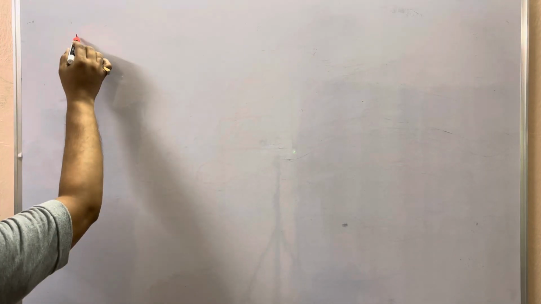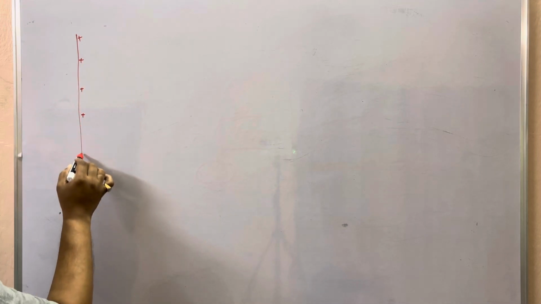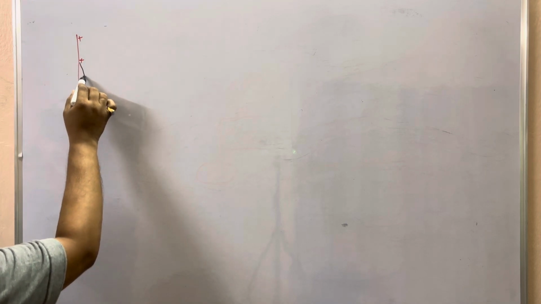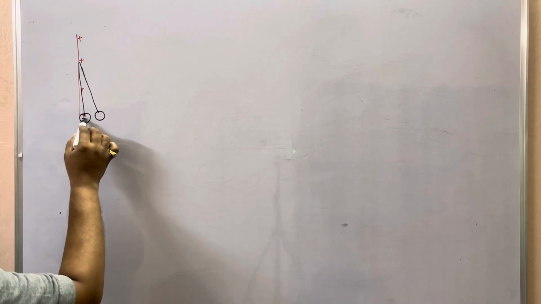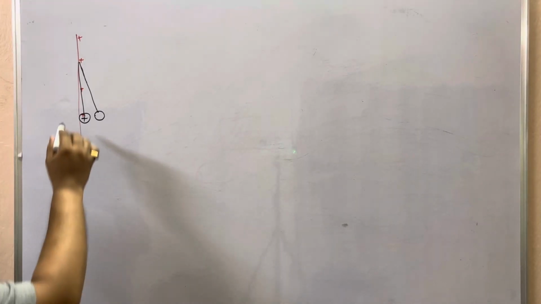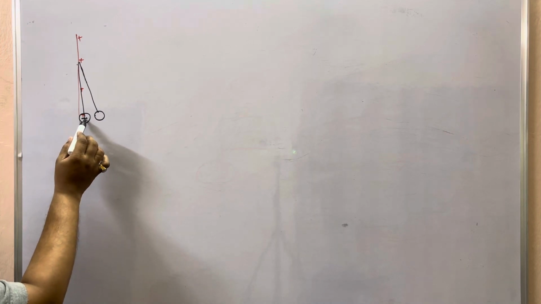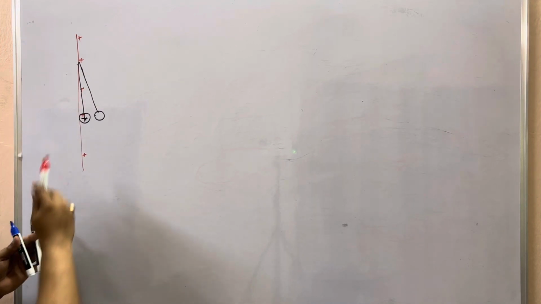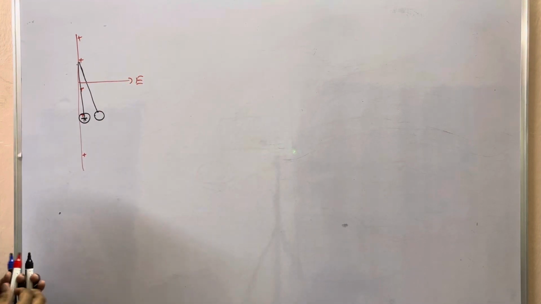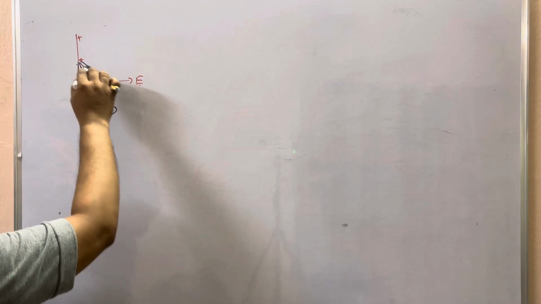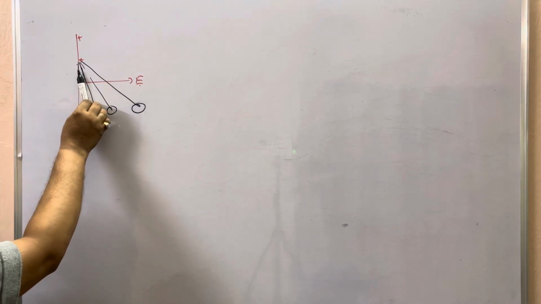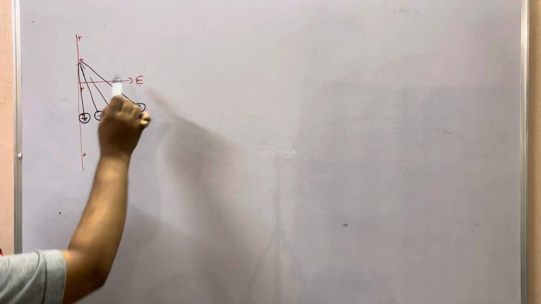Next, the same positively charged wire. A positive charge is suspended by an insulating string. Whenever you represent a positive charge, the electric field produced by this wire is always going to be away. So a positive charge placed in an electric field, how will it move? In the direction of the electric field. Then this one is going to move like this, because a positive charge moves in the direction of the electric field.